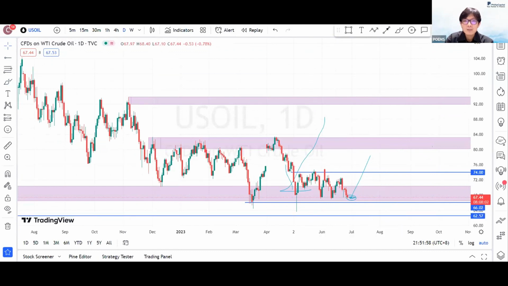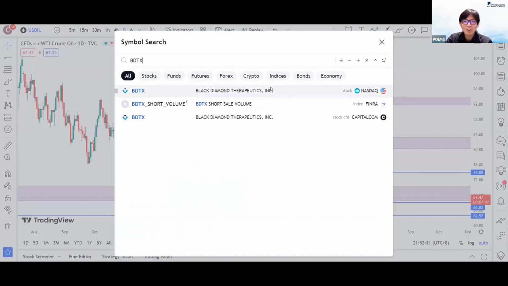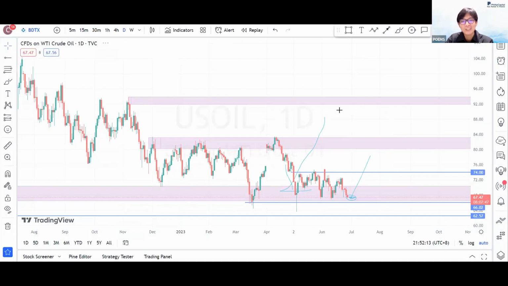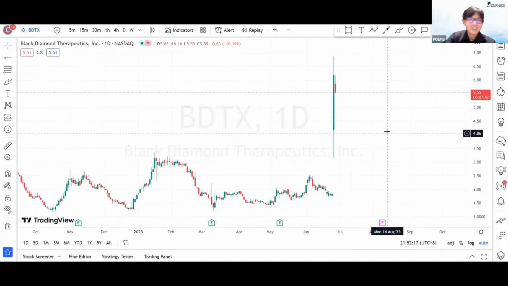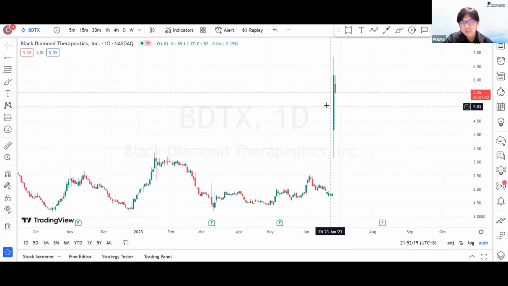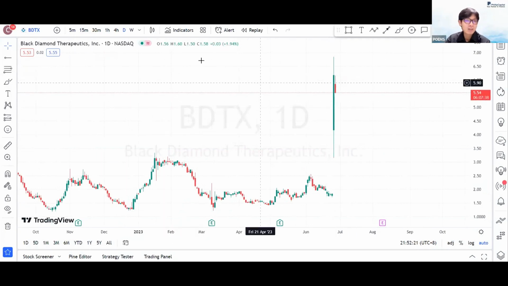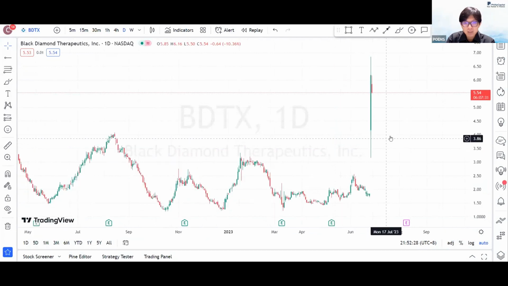With that, I will go into the counters. Today I have 3 counters. Basically, black diamond. I was just looking through the top active traded today, and I saw this counter, black diamond. Yesterday it was very bullish. So now we will dive into lower time frame, then we will see price action from there.